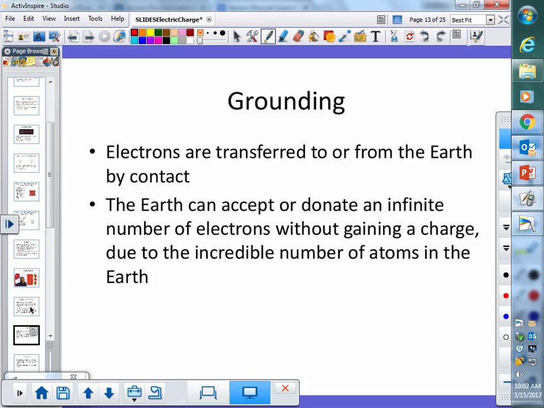So, one example of grounding that you guys saw the other day was with the electroscope. So let's go back here. Let's move the pith ball, and let's go back to the camera.